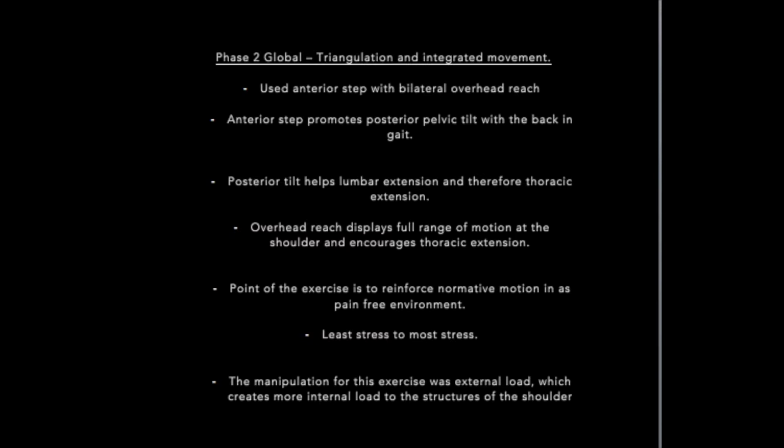The overhead reach also displays a full range of motion at the shoulder, which was originally onset with pain, and it also helps with the thoracic extension as we have the scapulae winging round, allowing room for the thoracic spine to extend. The point of this exercise is to reinforce normative motion in a pain-free environment, going from least stress to most stress. We manipulated external load, which creates more internal load to the structure of the shoulder. We only used light dumbbells, but still had a positive effect, increasing stress to that local area of the shoulder and bringing about normative, authentic extension of the spine.